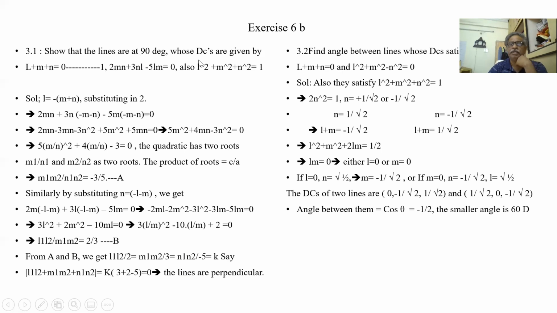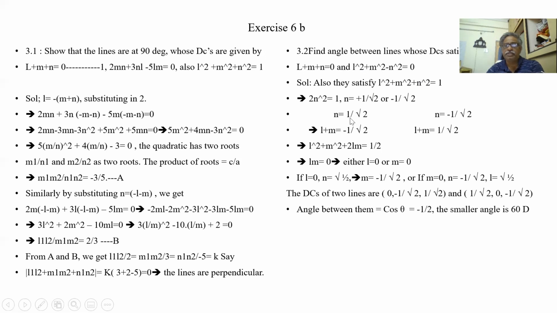Let us see at the same time another angle. Now what is the angle? We are given two conditions: L square plus M square minus N square is 0. That means L square plus M square plus N square also. So when we solve these two, N square getting cancelled, I get N two values: plus half, 1 by root 2, minus 1 by root 2.